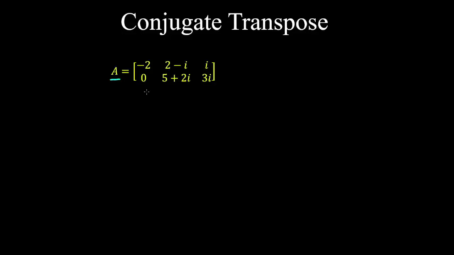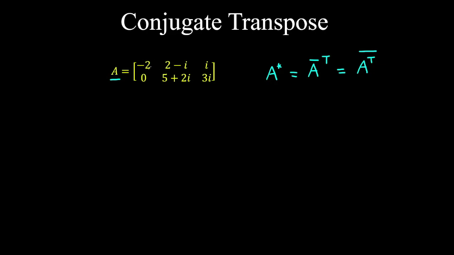Suppose A is a complex matrix, then we define the conjugate transpose of A as the conjugate of A transposed. So the order doesn't matter, well, we can take the transpose of A first, and then take the conjugate of the transpose.